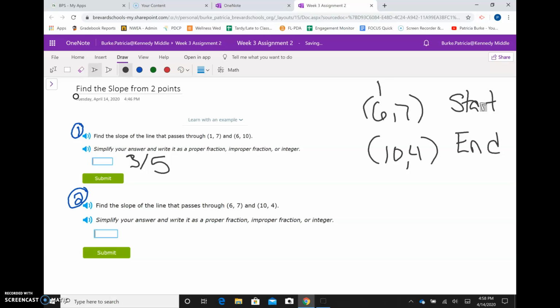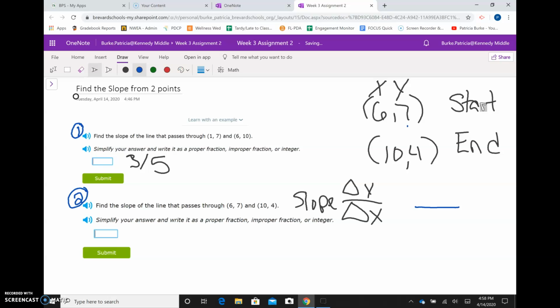So remember, these are your x's, these are your y's, and for slope, we are looking for the change in y over the change in x. Alright, we're getting a lot of writing on here, so let me change. Alright, so let's deal with our y's first.